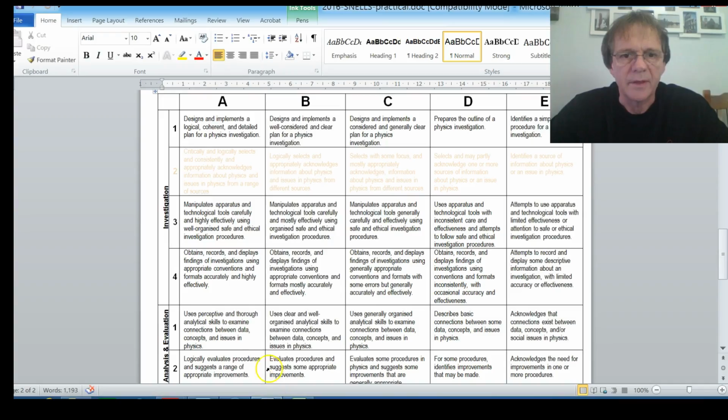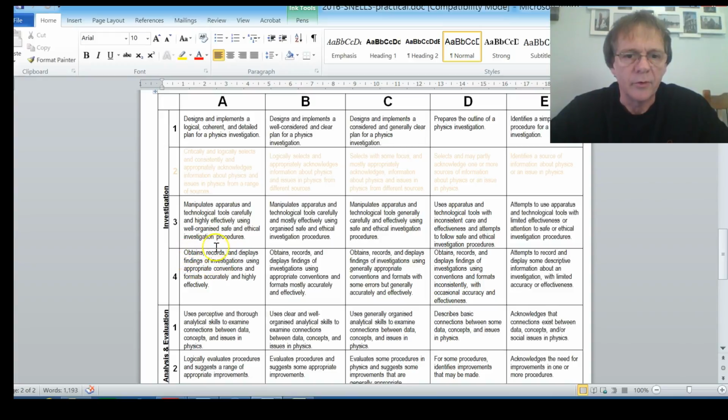So as long as you're meeting those standards, designs that implement a logical, coherent and detailed plan, you'll be getting those sort of marks as an A. This one's a clear plan and well considered, so there's a bit of difference in there. You keep an eye on how you manipulate apparatus, and I keep an eye on that myself. Talking about the safety obviously covers some of that as well.